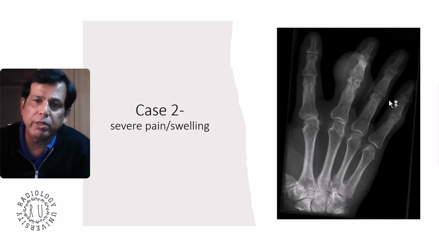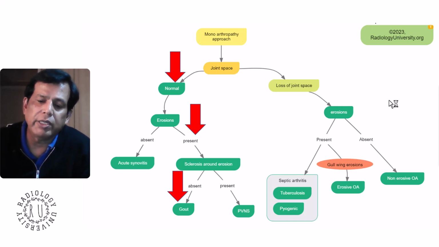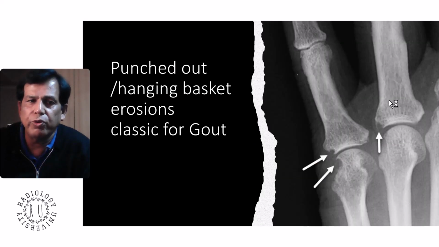So just remember the points we need to show. Now going through the flow chart, you have a normal joint space, yes. We have erosions, yes. But in this case, the sclerosis was not much. The type of erosion was punched out, and there's no scalloping, so it is mainly gout. So with normal joint space and erosions, we have seen either gout or PVNS. We have seen both cases, and remember how the appearances are. This is very important for you in how to approach.